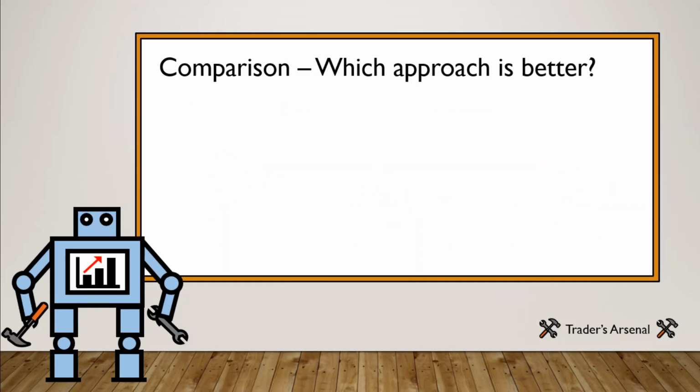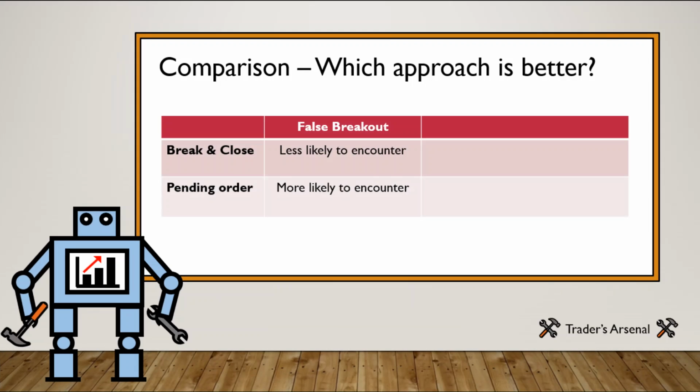So, which approach is better? This is actually a question that most traders ask, especially if you are new to trading. Let's first compare the likelihood of you encountering a false breakout. If you choose the break and close method, it is less likely for you to encounter a false breakout, as compared to the pending order method. By using the break and close method, you will be able to decide whether to enter or not based on the size of the breakout candle, hence reducing the likelihood of a false breakout. As for the pending order method, there may be situations where the price will trigger your pending order before reversing back and closing in the opposite direction, forming a false breakout.